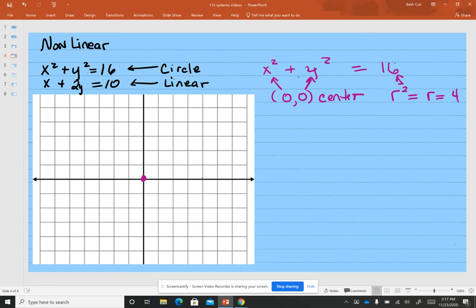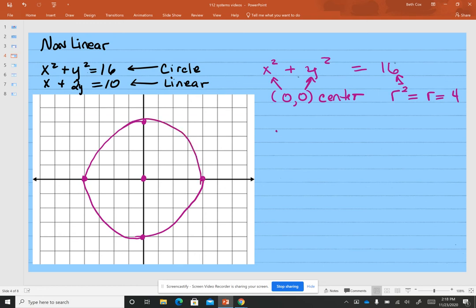And so if I go 4 units from my center, right, left, 4 units up, and 4 units down, there's my circle. And then I connect my dots as a circle the best I can. I know it's not perfect, but there's my circle.